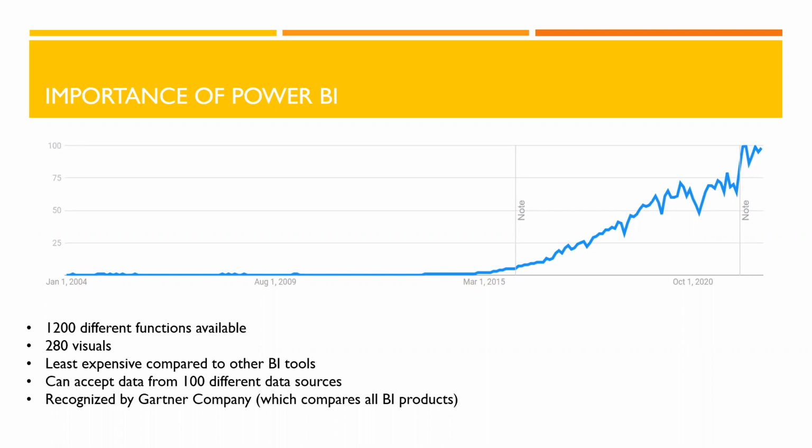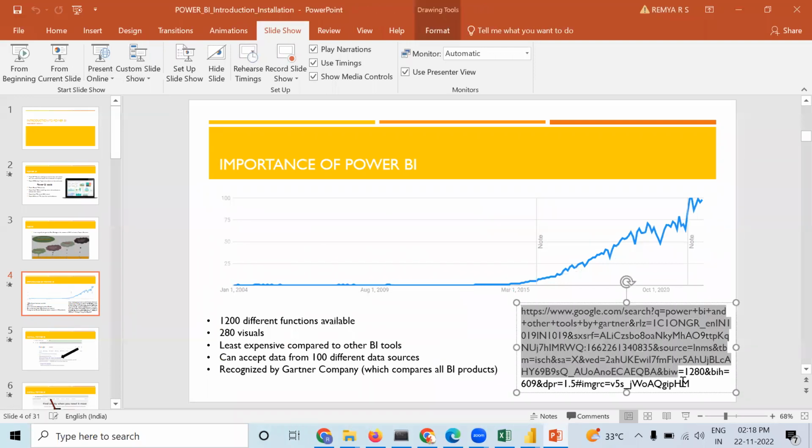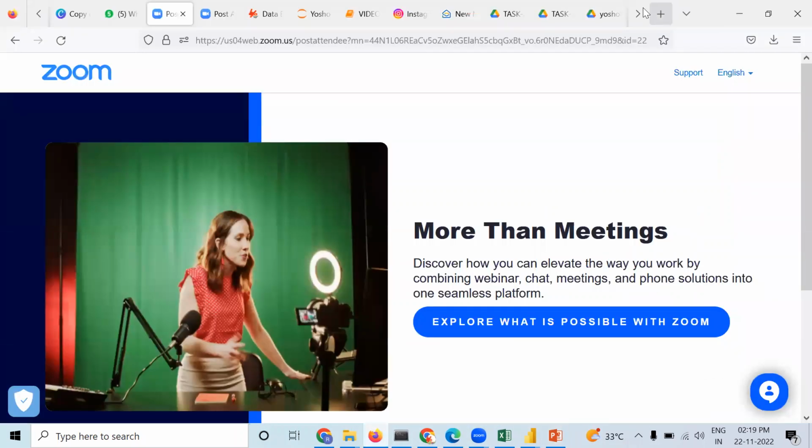So it can accept around 100 different data sources. I will show you how. And Gartner is the company which actually compares all the BI products. Through its magic quadrant, Gartner shows how different BI products have progressed in history. So I will show you that.